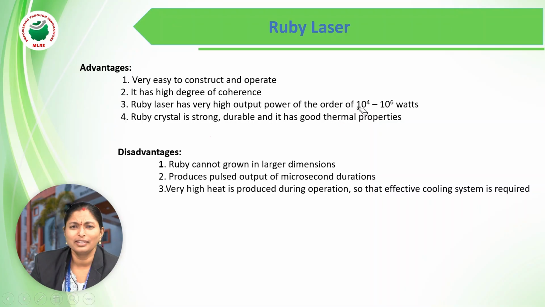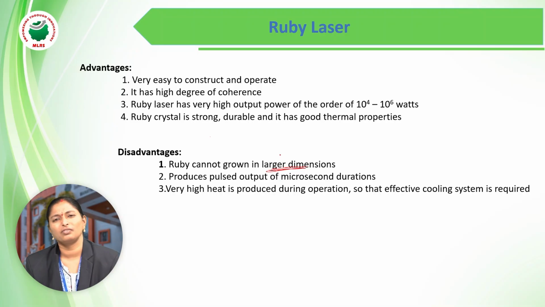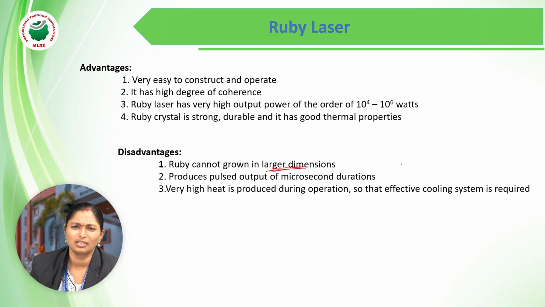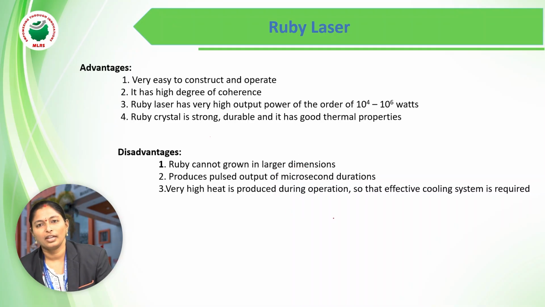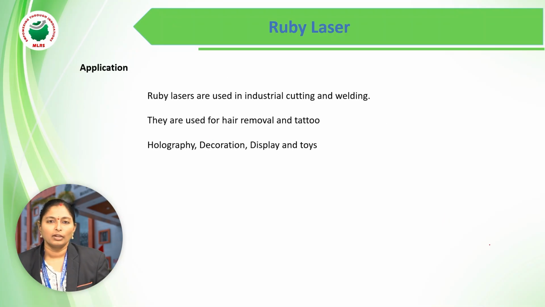And next, what are the disadvantages? We can't grow the ruby rod in larger dimensions, because it has a narrow diameter of 0.5 centimeters and a length of about 50 centimeters. It produces pulsed output, but the pulse duration is very short, in microseconds. Next, it produces a lot of heat, so an effective cooling system has to be arranged. These are the disadvantages.